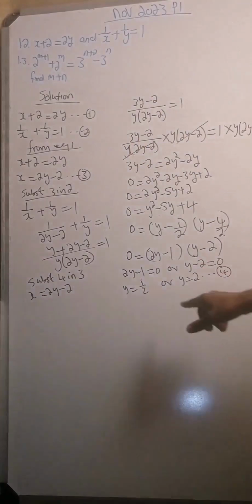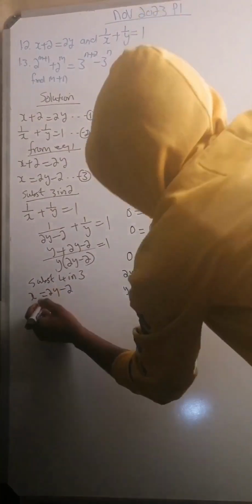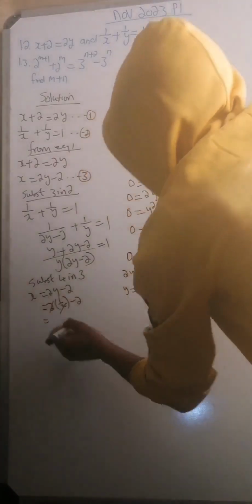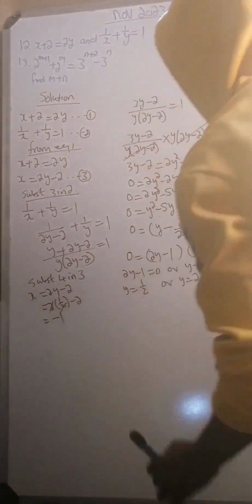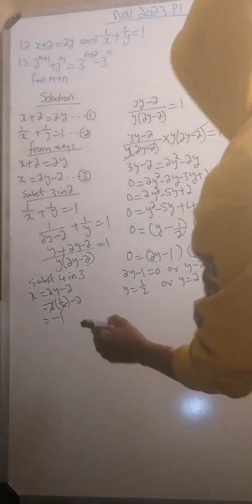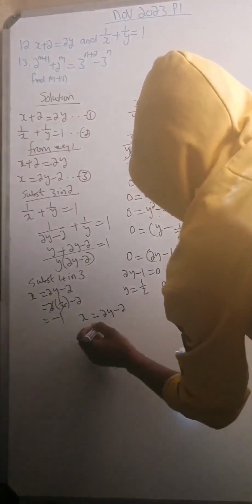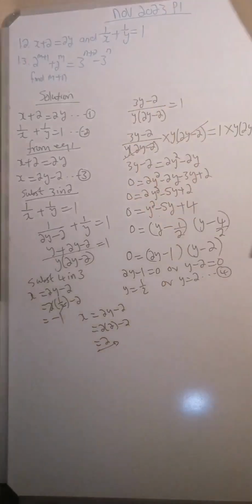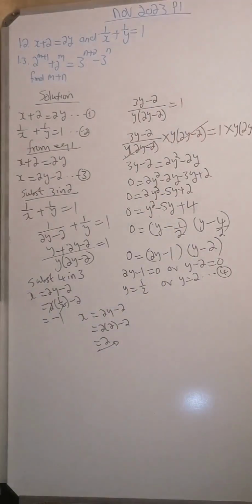And then I can take the first value of 1/2 and substitute here. I can say 2 into 1/2 minus 2. This into this goes once. You have 1 minus 2, which is minus 1 for the first one. And for the second one, you can say 2y minus 2. You can say 2 into 2 minus 2 and find a value of 2. And the simultaneous equation is complete and dusted.